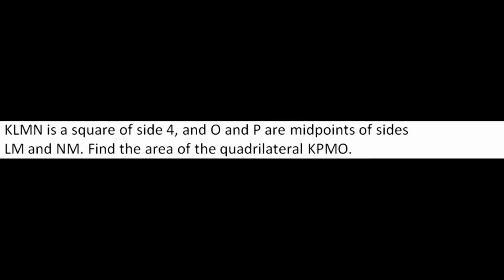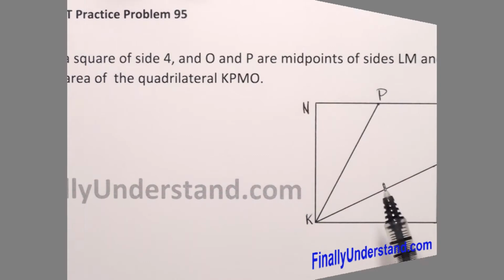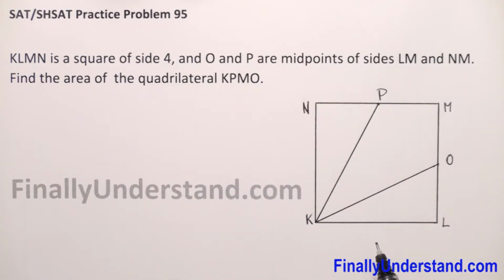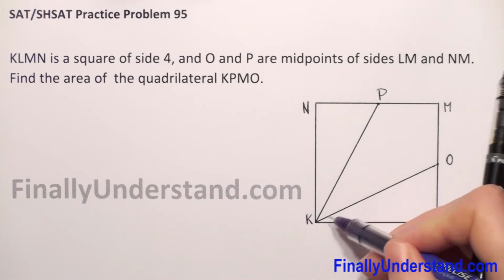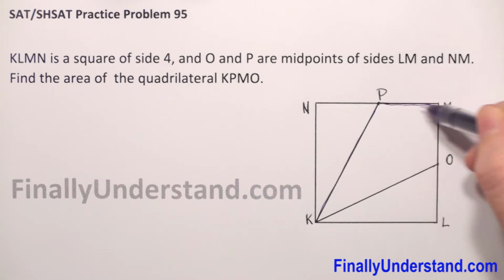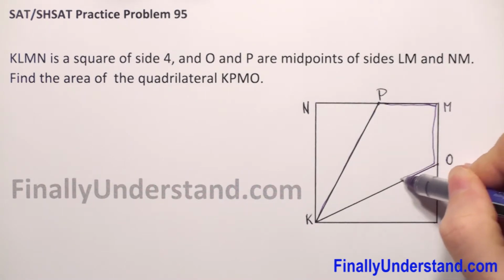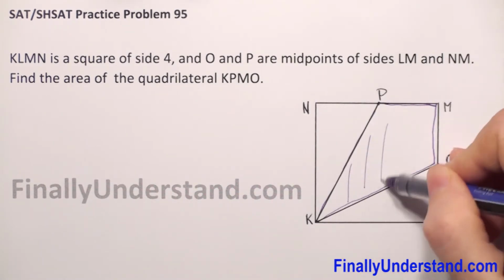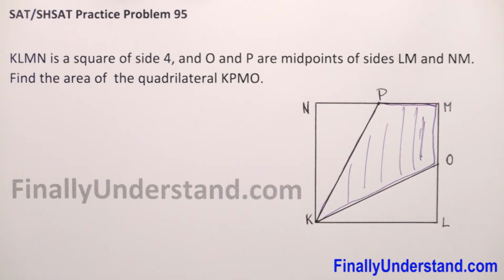KLMN is a square of side 4. O and P are midpoints of sides LM and NM. Find the area of quadrilateral KPMO. So we have to find the area of this quadrilateral. So how do we do this?